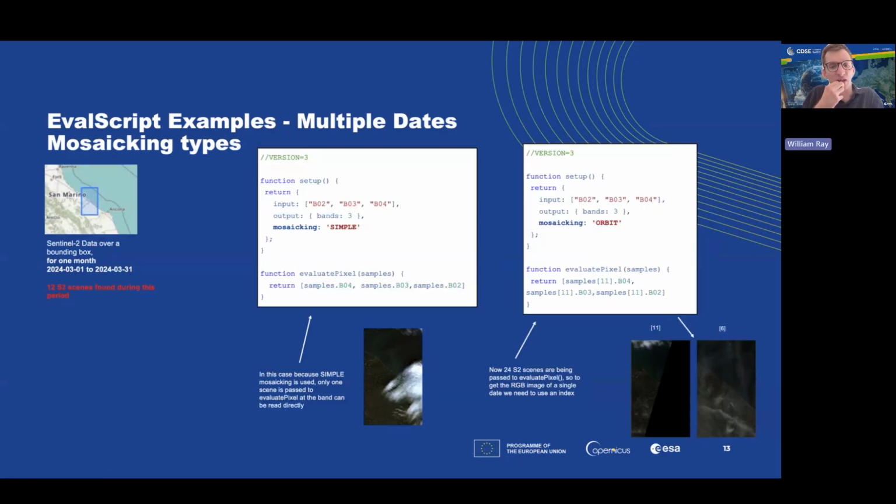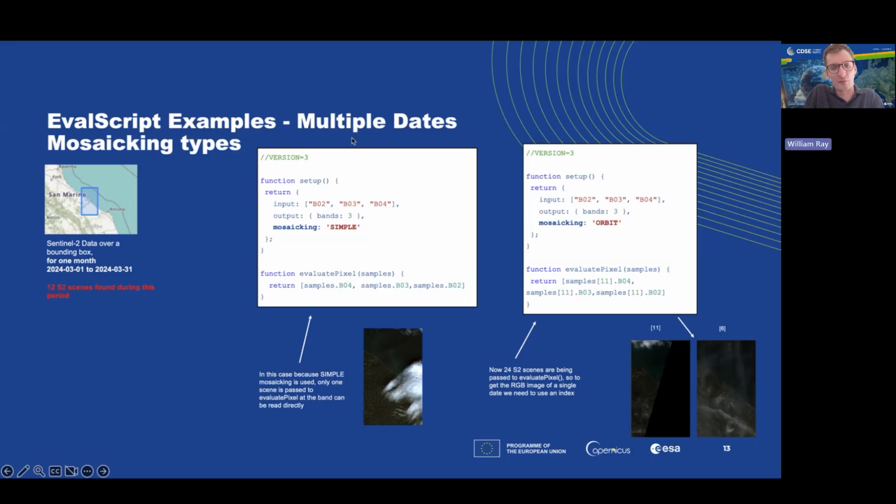So let's have a look at some examples, maybe just to make this a little bit clearer. We have some area of interest on the east coast of Italy, and our Sentinel-2 bounding box. We're looking for a month of data between the 1st of March and the 31st of March 2024, and we have 12 Sentinel-2 scenes found during this period.